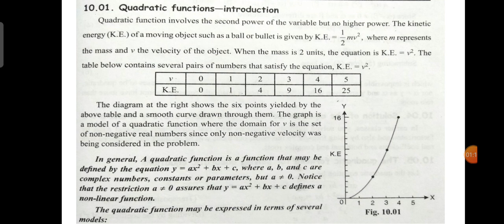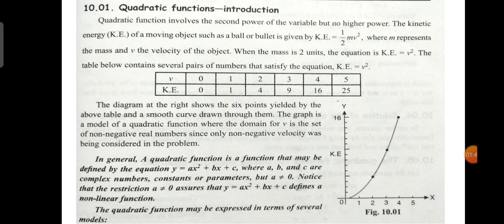Linear function you have known, the degree of the variable must be 1, that is a linear function. So by the condition that a not equal to 0 in the equation y is equal to ax square plus bx plus c, the first term ax square will not be equal to 0. So that term exists. When that term exists, it is not a linear equation or linear function. So that is what is meant by a quadratic function.